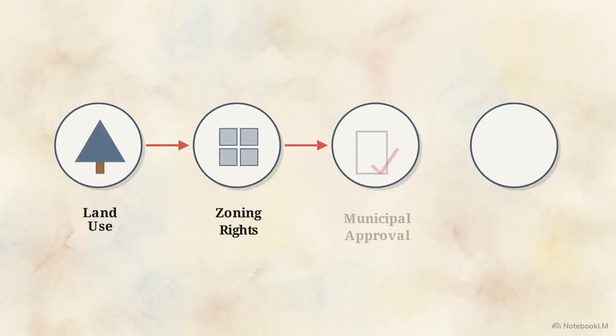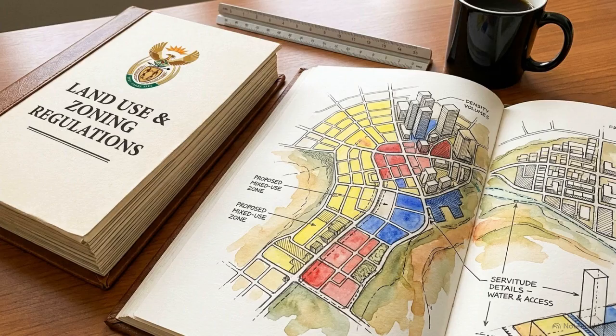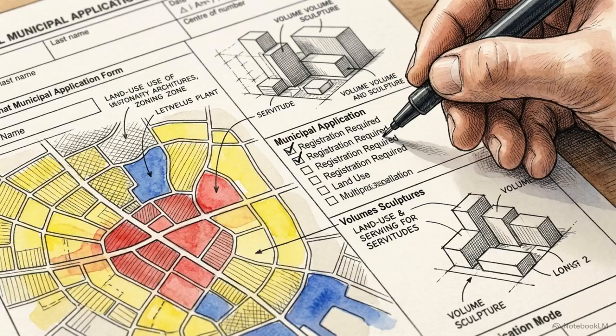This diagram shows the sequence. Land use dictates the zoning rights, which secure municipal approval, allowing the physical environment to be built. This entire process is regulated under the Planning Profession Act of 2002. The Act mandates registration as the legal prerequisite for anyone practicing town planning in South Africa.